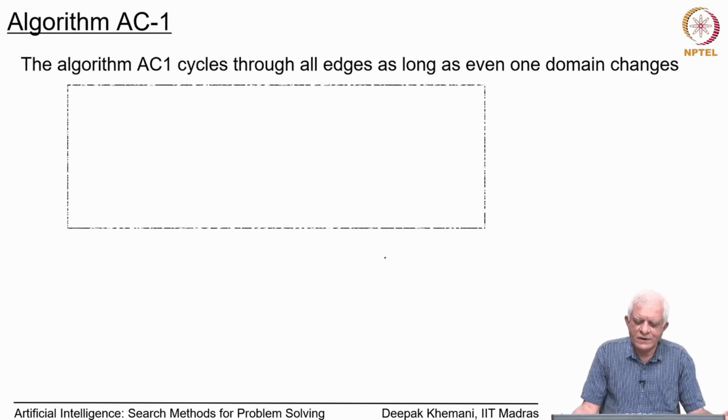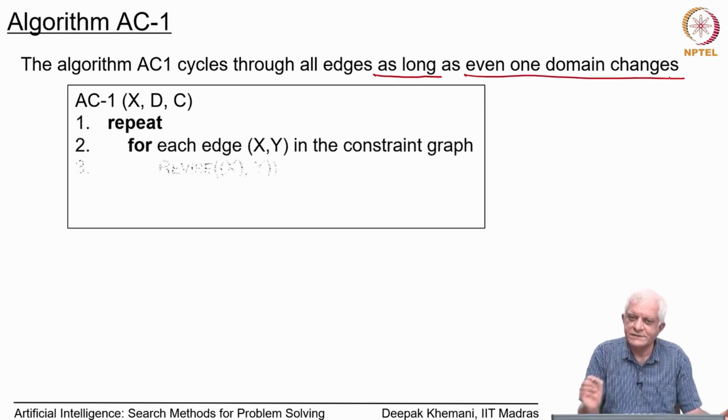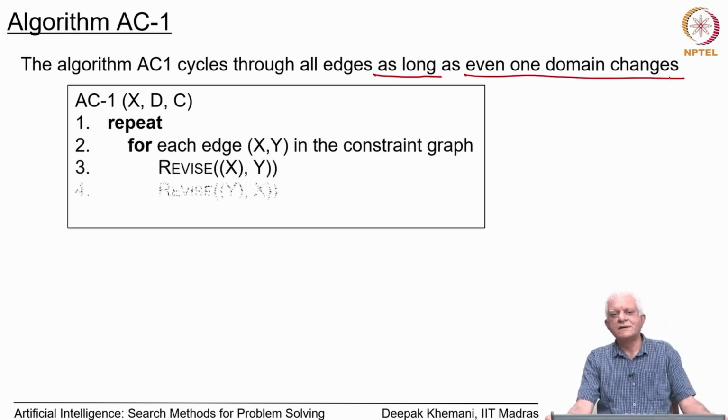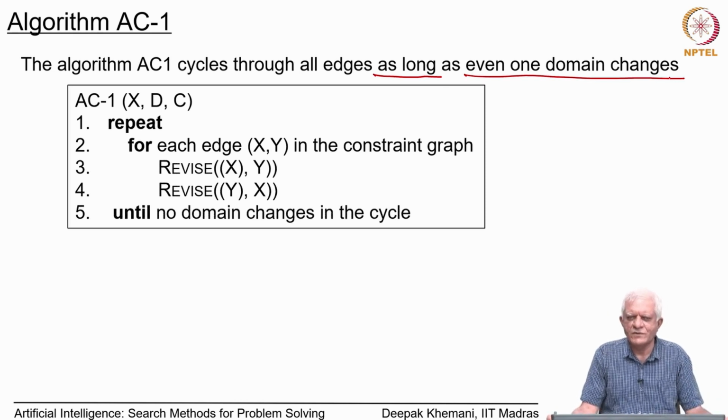It cycles through all the edges and it repeats this cycle as long as even one domain changes. Even if one domain changes, we go back and do all this cycle again. So, as you can see, it is clearly a brute force algorithm, and we will see in a short while an improvement upon that, but that captures the notion of making a network arc consistent.